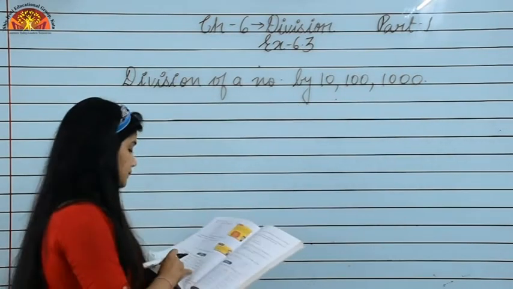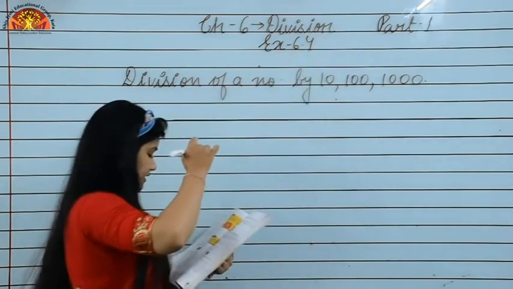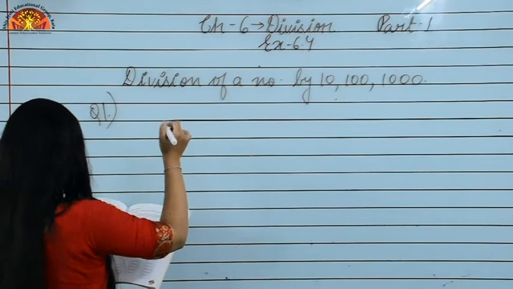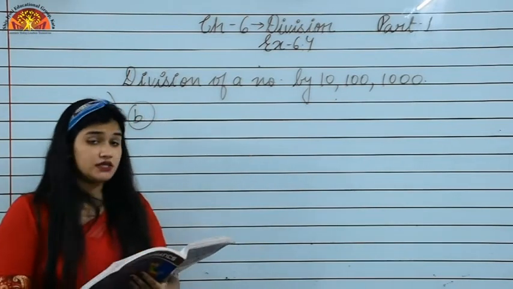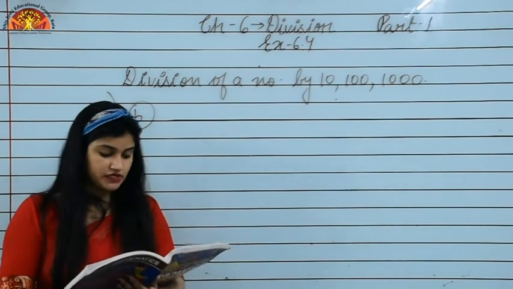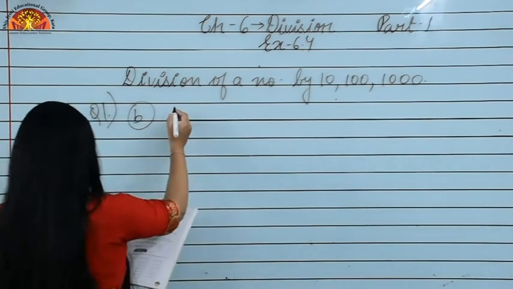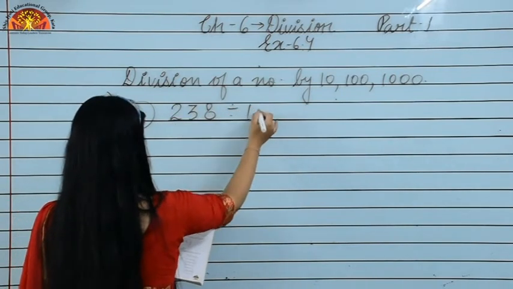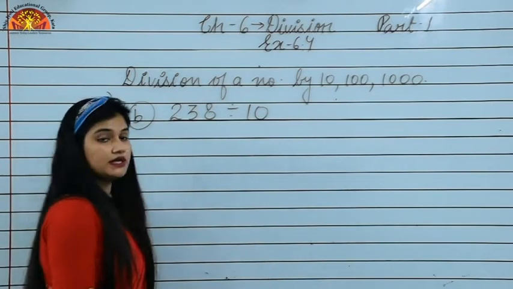So students, we are taking a question of exercise 6.4, question number 1, and we are taking B part. And what is given in this question? The question is divide mentally and fill in the empty boxes. B part is 238 divided by 10. So students, here we are dividing 238 by 10.